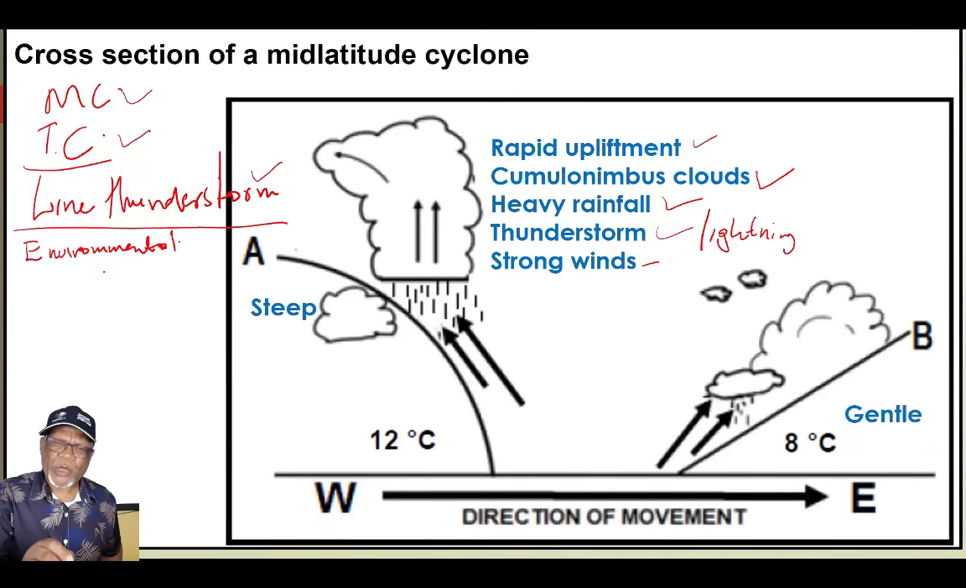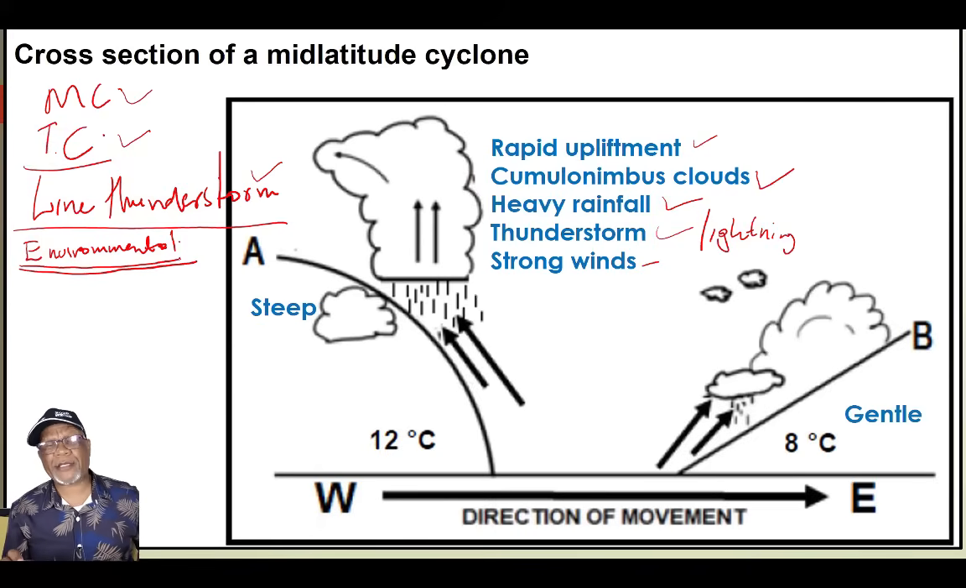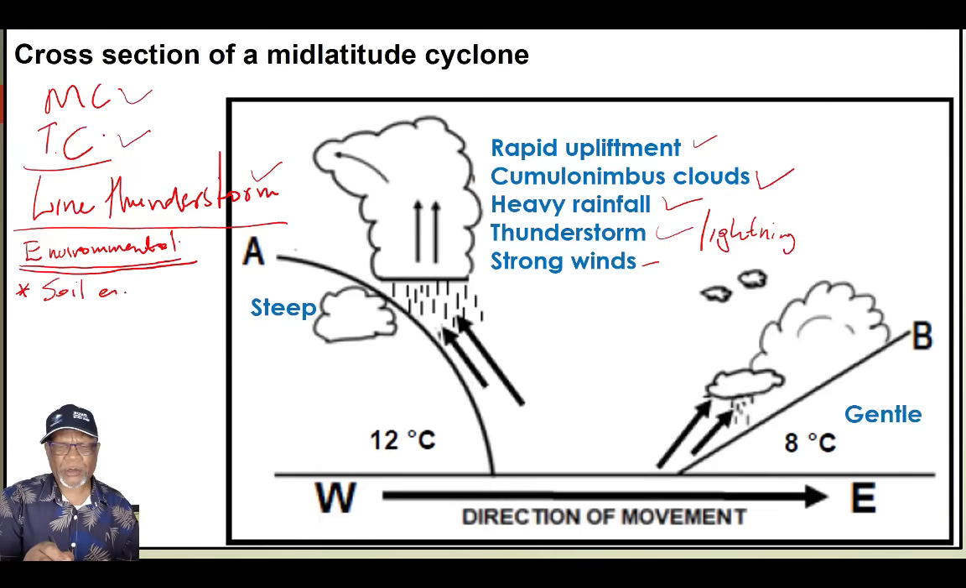you must remember, when you're talking about environmental impact, the examiners usually will emphasize and say, what are the impacts on the natural environment or physical environment? So when you speak of natural environment or physical environment, we are only referring to natural things. We are not referring to what people have made. So number one, let's look at the environmental impact of a mid-latitude cyclone. Number one, it's going to result in soil erosion.